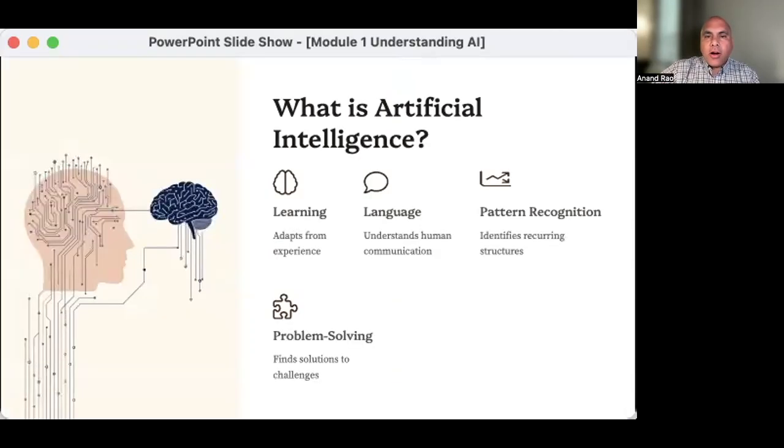Now, at its core, artificial intelligence refers to computers or machines that can perform tasks that typically require human intelligence. These include learning from experience, understanding language, recognizing patterns, solving problems, and making decisions.